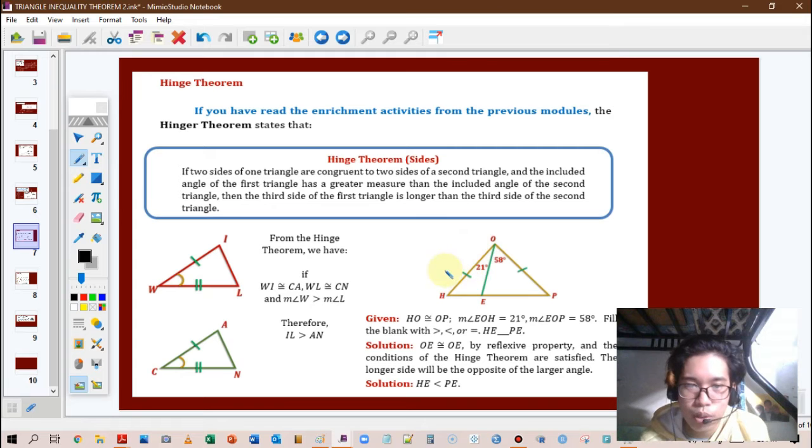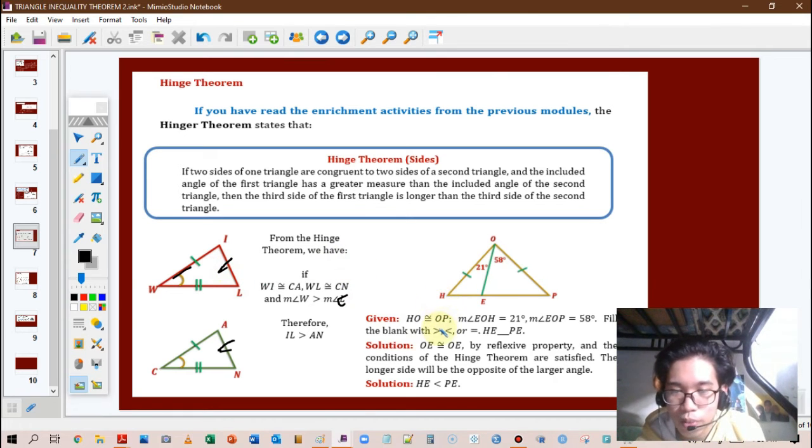So let's try to apply that. We have here line segment WI congruent to line segment CA, and WL congruent to CN. And also, the measurement of angle W is greater than the measurement of angle C for this problem. So therefore, we can say that IL is greater than AN for this figure that we have here. And also, let's try to solve this one.